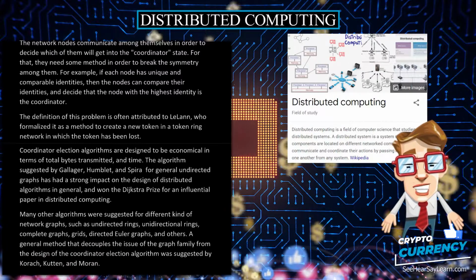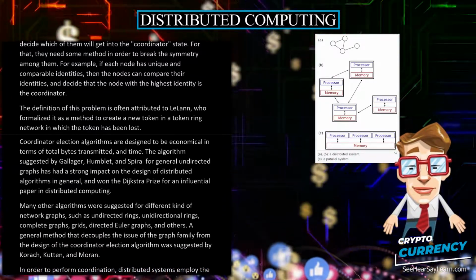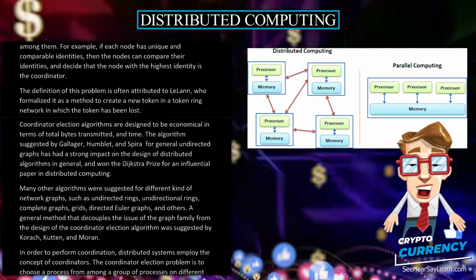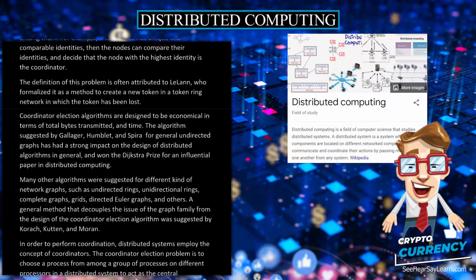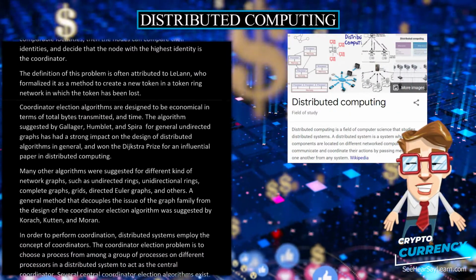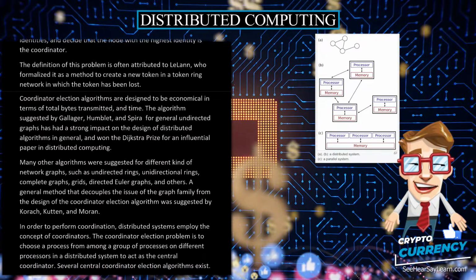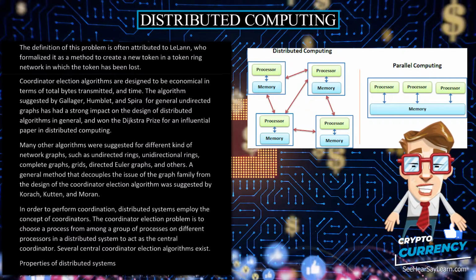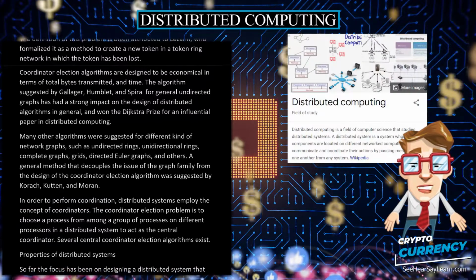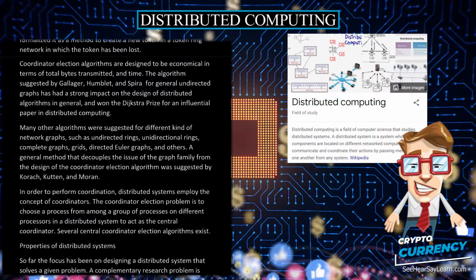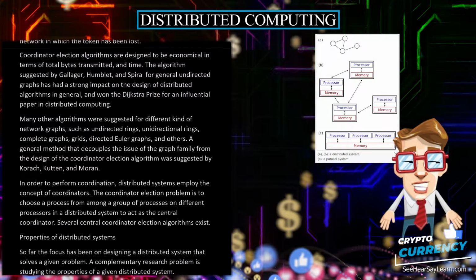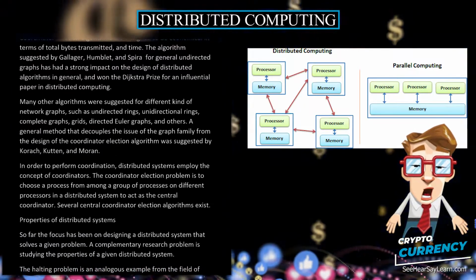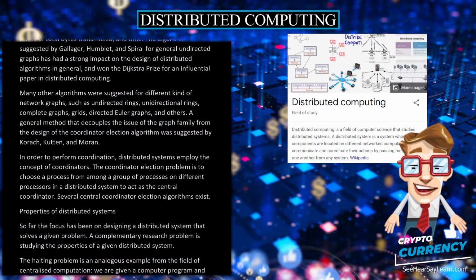Many other algorithms were suggested for different kinds of network graphs, such as undirected rings, unidirectional rings, complete graphs, grids, directed Euler graphs, and others. A general method that decouples the issue of the graph family from the design of the coordinator election algorithm was suggested by Korach, Kutten, and Moran. In order to perform coordination, distributed systems employ the concept of coordinators. The coordinator election problem is to choose a process from among a group of processes on different processors in a distributed system to act as the central coordinator. Several central coordinator election algorithms exist.